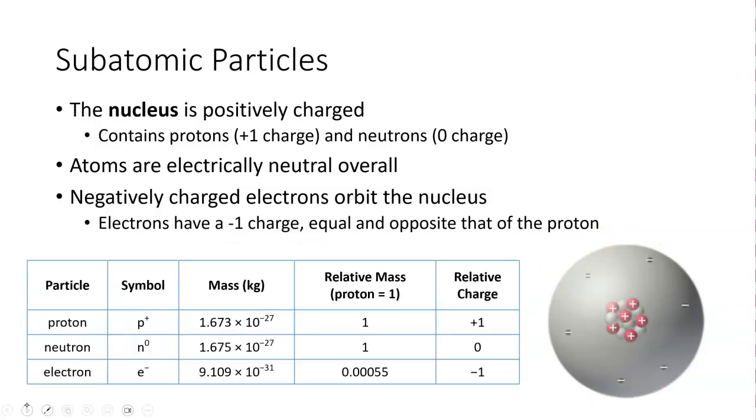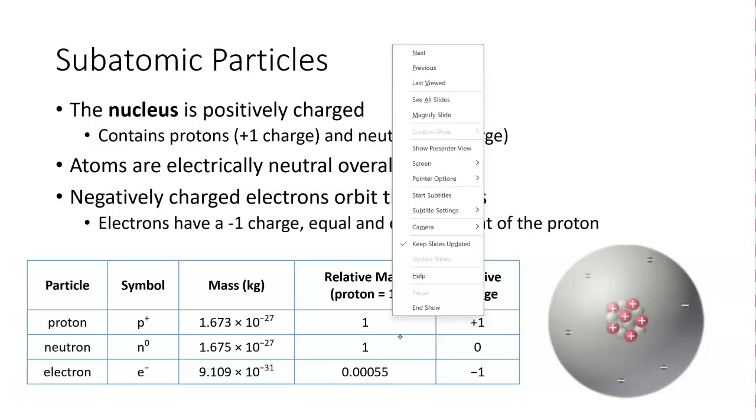These particles have different masses, though. Protons and neutrons are very close in mass, and they're about 2,000 times heavier than the electrons, like 1,876 times or something. So they're about 2,000 times heavier than the electron. And so we say the relative mass would be 0.00055 for the electron to 1 for the proton and the neutron.